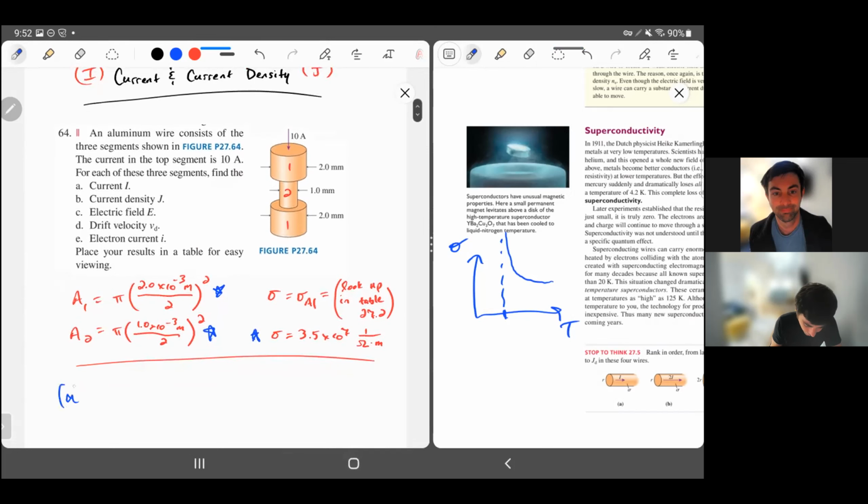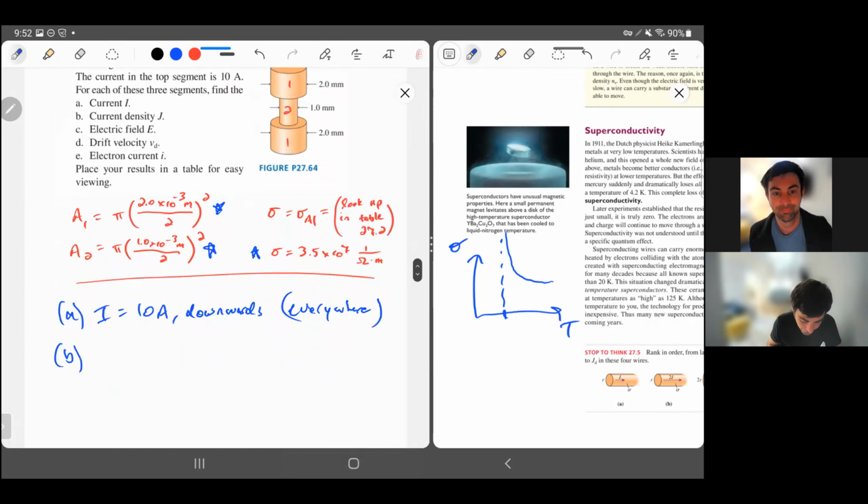Okay, so what's the current in the 2 different regions? Well, it looks like 10 amps is what's going in. And so the current is 10 amps downwards everywhere, whether it's in region 1 or in region 2. The current density, though, that is what's going to change.